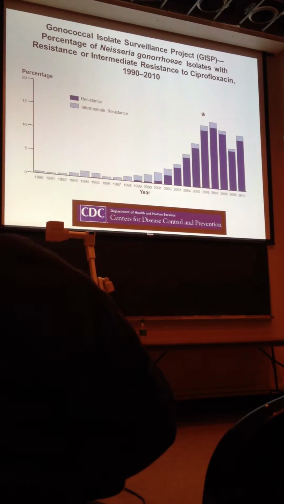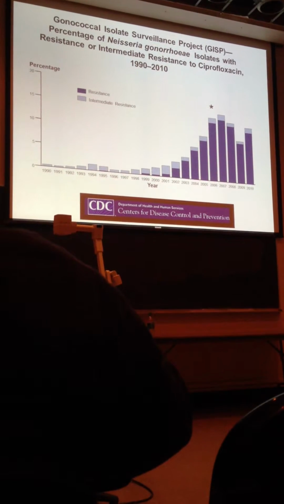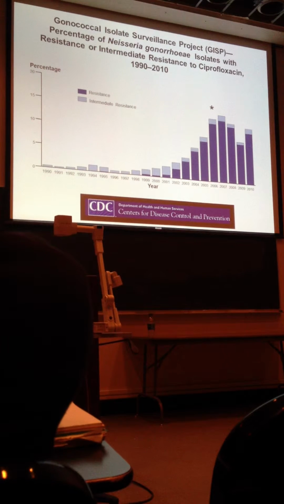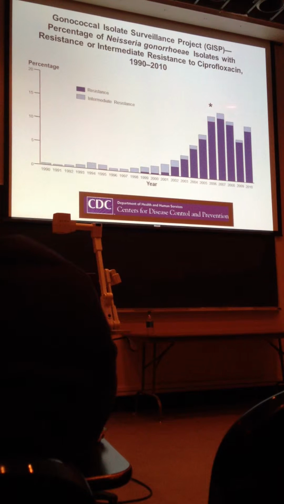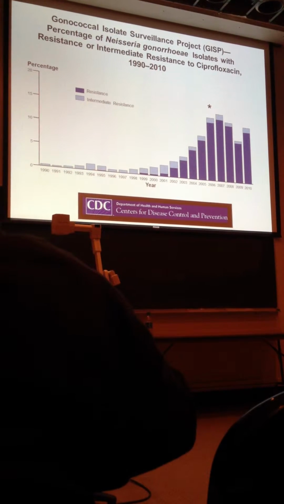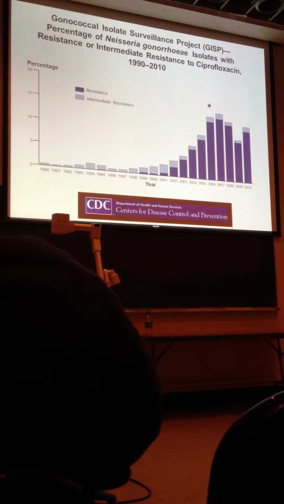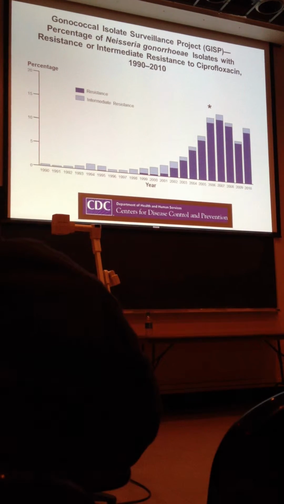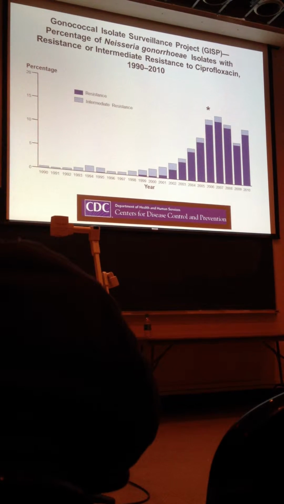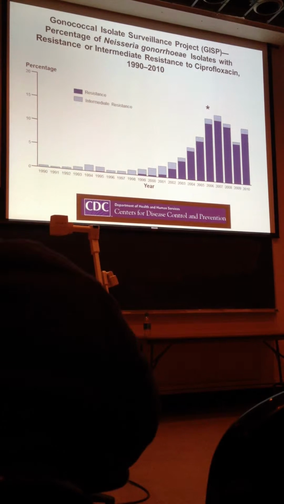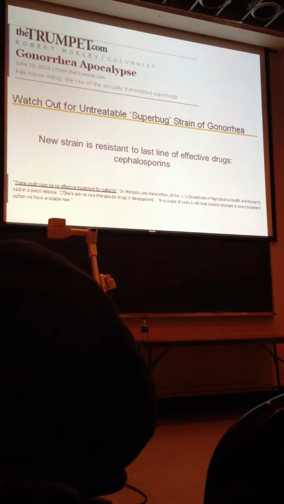This next slide shows the dramatic increase in resistance to what was the go-to drug to treat gonococcal infections, ciprofloxacin. And by 2007, 2008, almost 20% of isolates that were screened were resistant to that go-to drug. So in 2008, the CDC said you can't use that as the drug of choice. So now penicillin's gone, tetracycline's gone, the quinolones are gone, and we're basically left with a single class of drug to treat these infections.